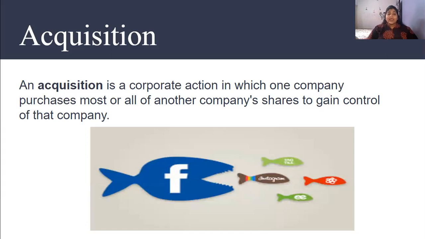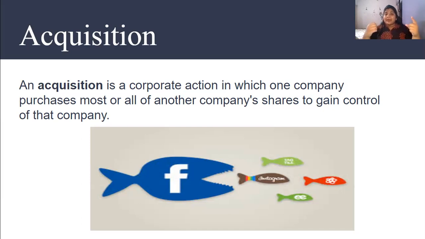Next, what is acquisition? An acquisition is a corporate action in which one company purchases most or all of another company's shares to gain control of that company. Basically, company A is acquiring company B. That means company A is buying most of company B's shares. For example, company B has around 100 shares. Company A buys 51% or more of company B's shares. That means company A starts owning company B.